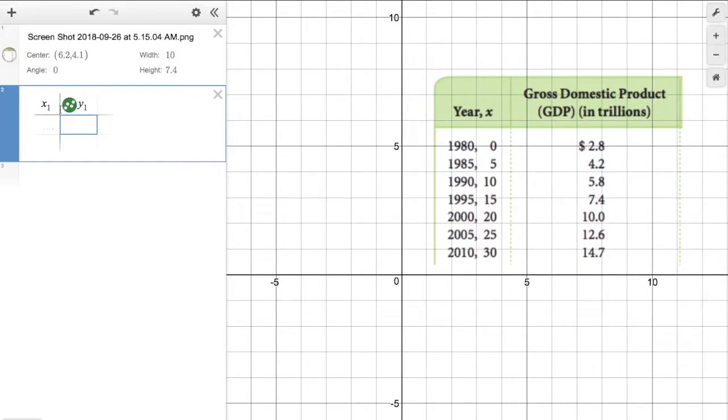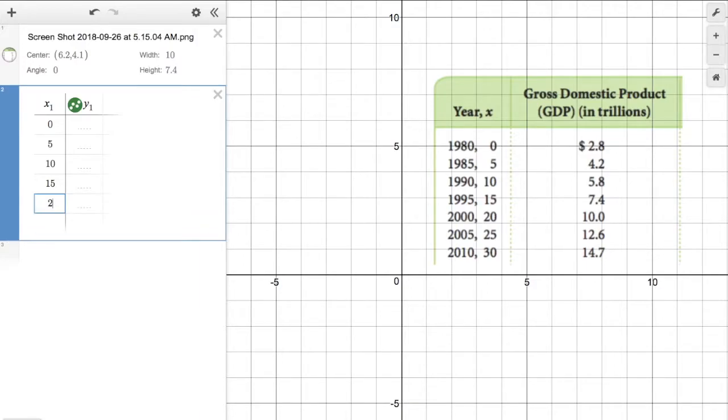And so you can see there's x1 and y1. And so I'm just going to go down, the x's are going to be the years. I'm not going to do 1980. I'm going to do instead 0, 5, 10, 15, 20, 25, and 30. And then you can see, so that's the years since 1980, as you can see right here. And then I'm going to type in the GDP in trillions of dollars.